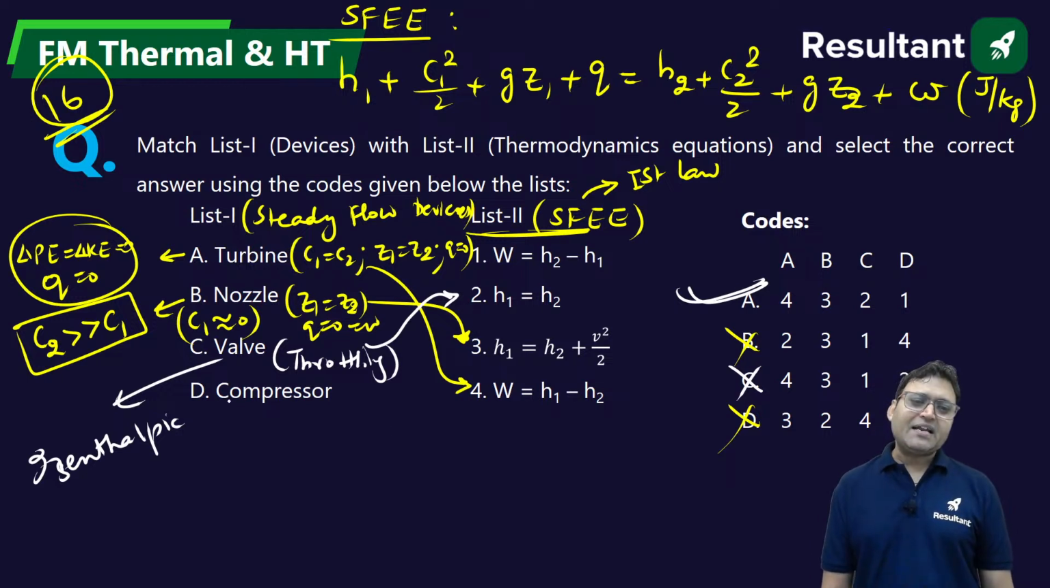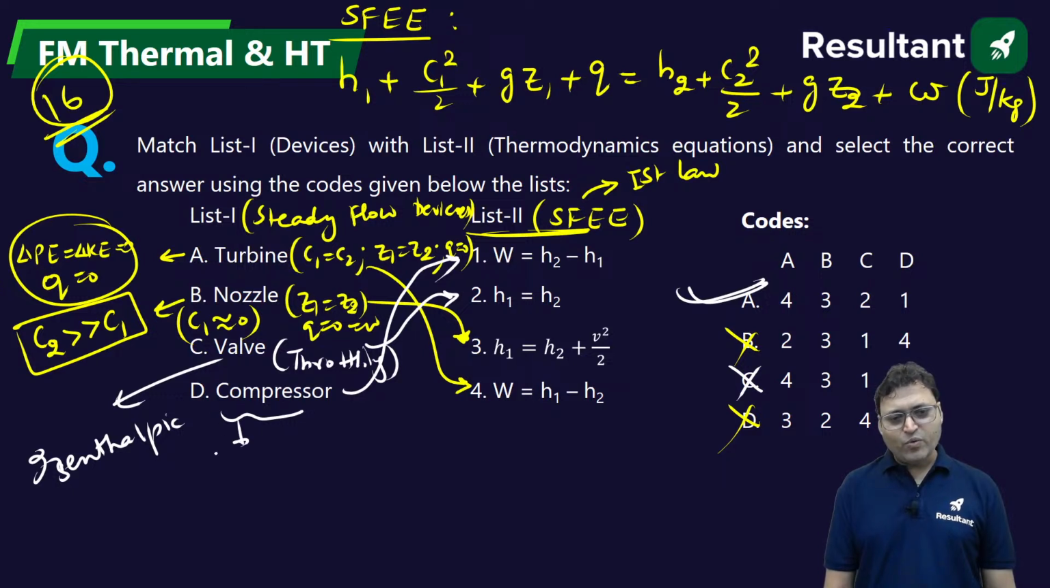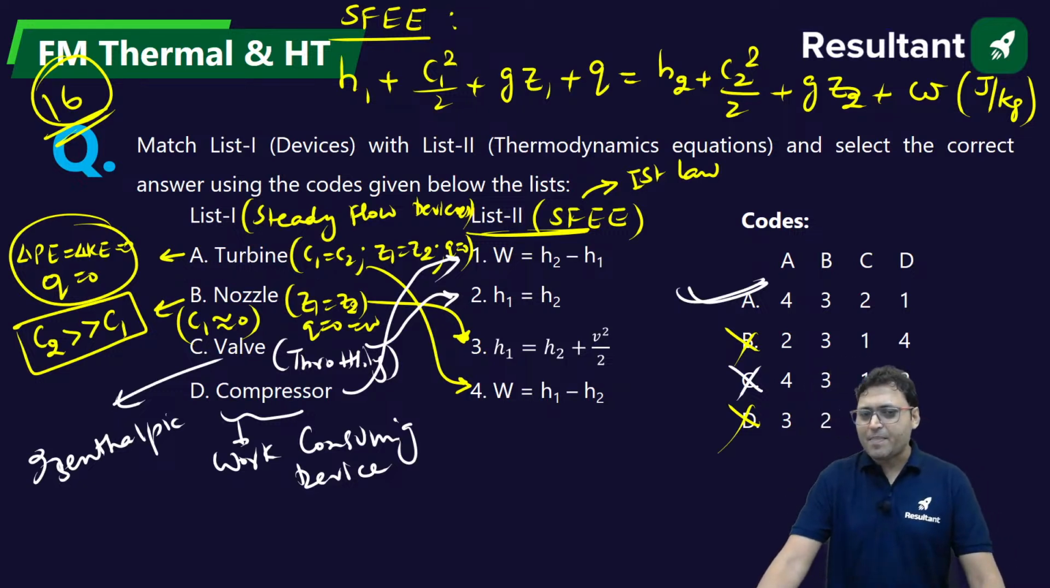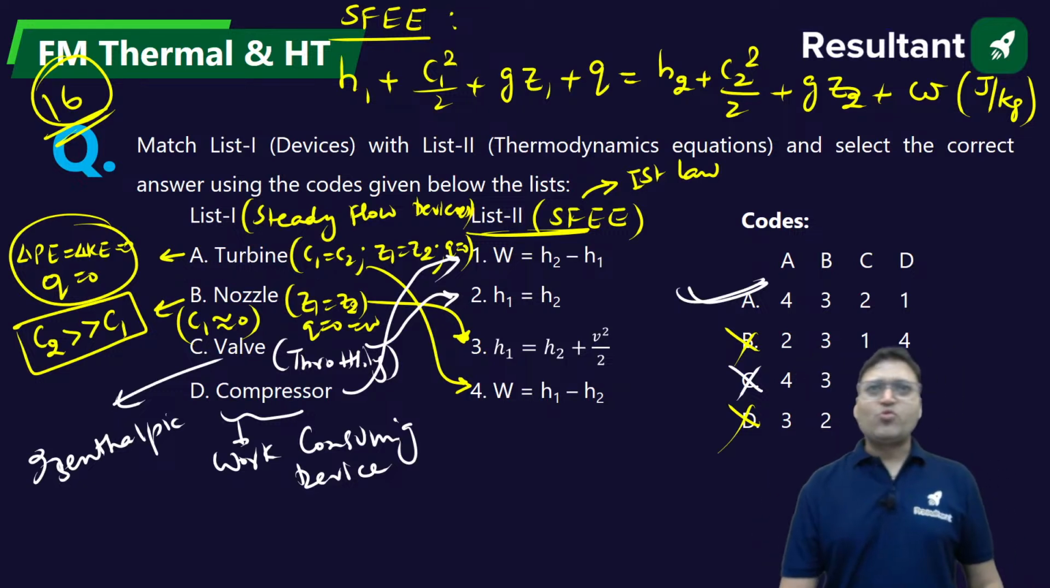The compressor is the reverse of the turbine. So the compressor will have negative W, it is a work consuming device. So question number 16, option A will be the correct answer. Yes. Question number 16, option A. Let us move to the next one.